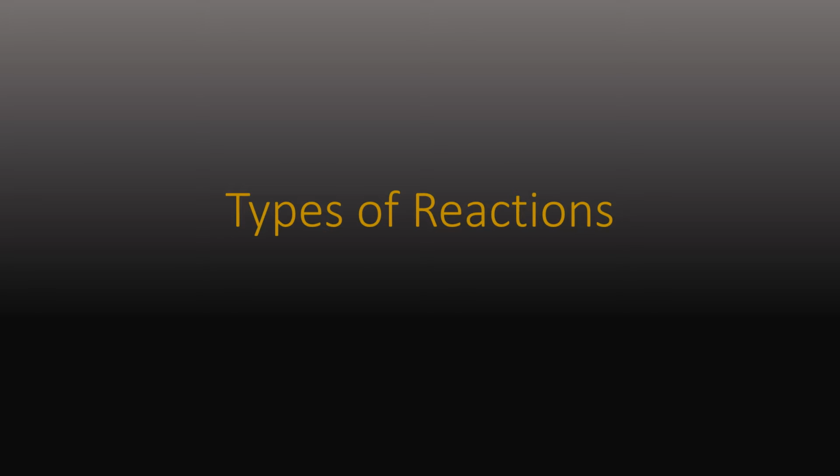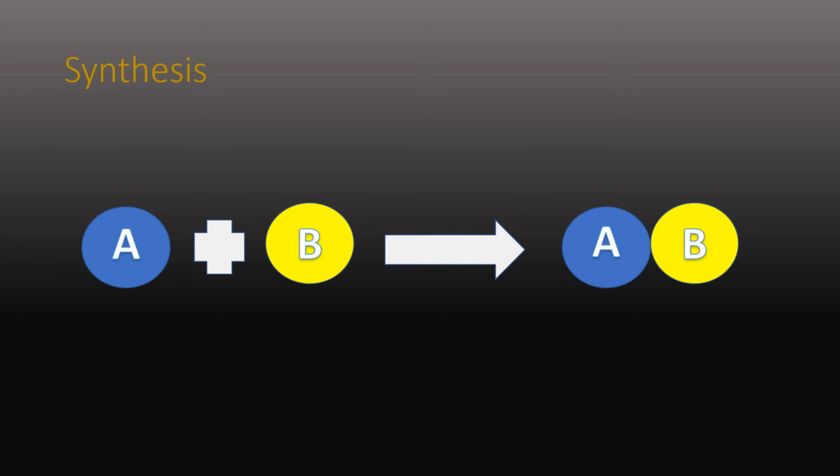Okay, so types of reactions. The first type of reaction we're going to look at is a synthesis. If you remember back in biology, we talked about DNA synthesis or photosynthesis. In all these cases, synthesis meant to build something, be it building a sugar using light energy or building a new DNA. So in this case, we're building a compound from two different elements. So we start with two different elements and we wind up with one compound. So synthesis starts with two and winds up with one.